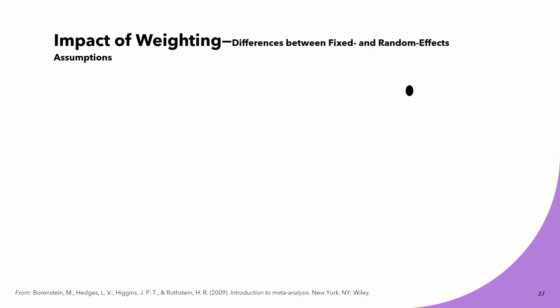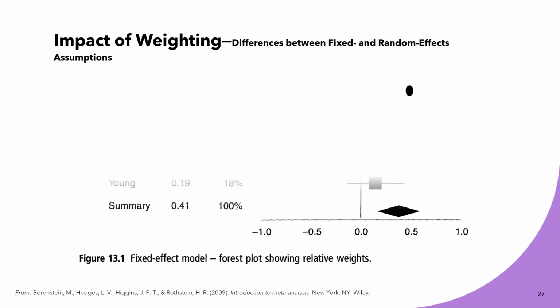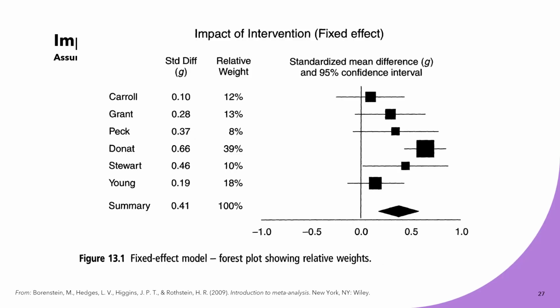So now let's think what happens when you weight on a fixed versus random effects basis. So here's a fixed effects model, and again borrowing from Borenstein et al. And you've got what, 6 different studies here. 2 of them reach significance. The other ones do not. And you can see the blocks are made bigger when you have larger studies. That means they're getting more weight, and it says right here in the graph that that particular study has 39% of weight. And so the mean is going to pull in the direction of that particular study.